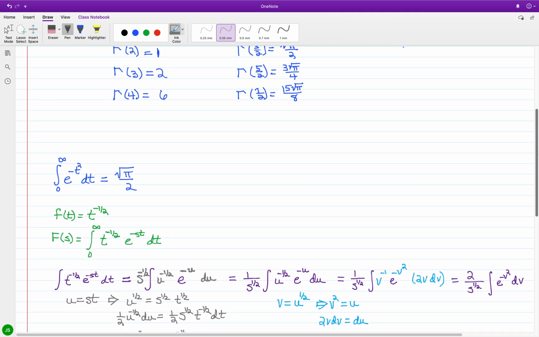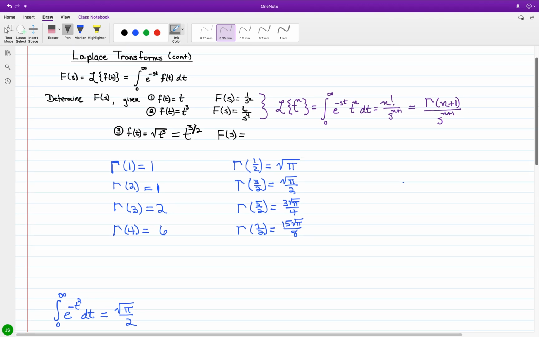Now in terms of that remaining problem which we have to tackle, we're going to have the Laplace transform of the square root of t cubed, or in this case t to the 3/2. So we will have the Laplace transform of t to the 3/2. So you have the integral as t goes from 0 to infinity of e to the negative st times t to the 3/2 dt.